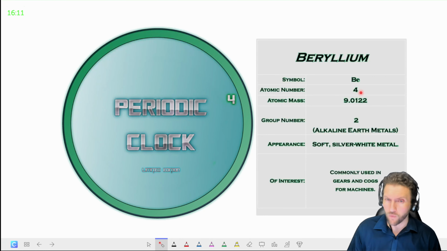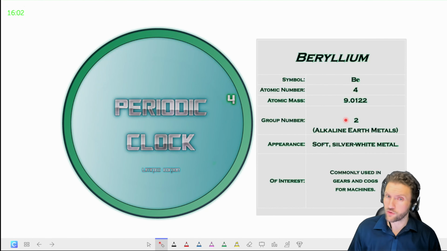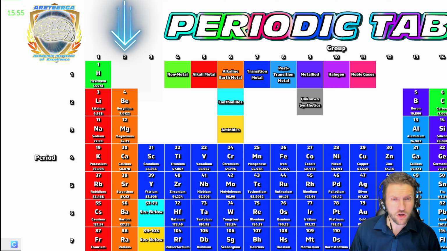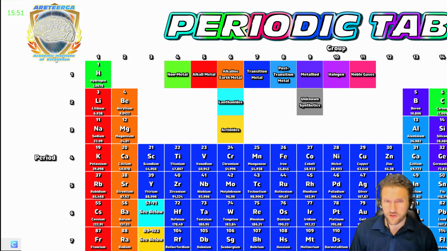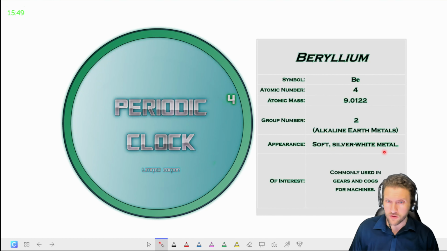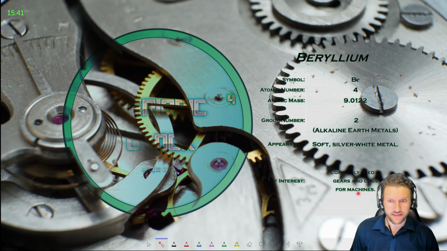Atomic number 4, mass. We're pushing 9. So that's getting a little bit heavier here. Take note of the increase in neutrons relative to the number of protons. We're in group 2, so sitting right next to our previous contender, lithium. And these are part of the alkaline earth metals. Now in terms of appearance, we're talking soft silver white metal, very similar to the previous one and of particular interest. Where can we find it? It's actually found a lot in gears and cogs and technical things like machines.